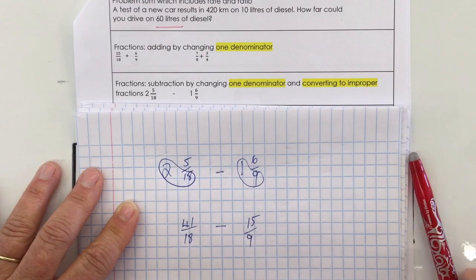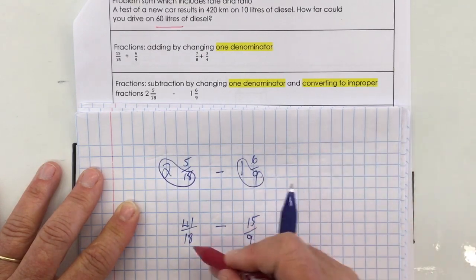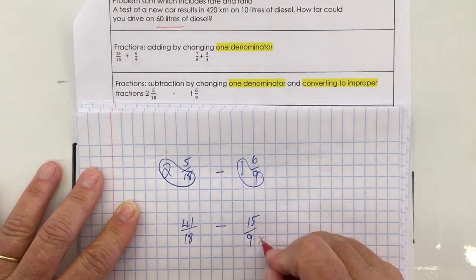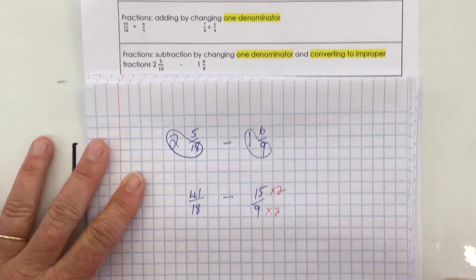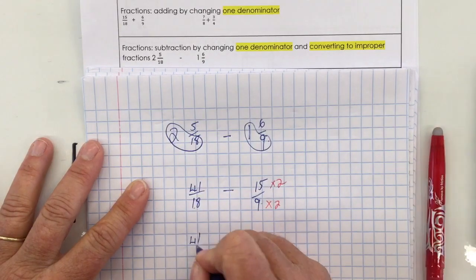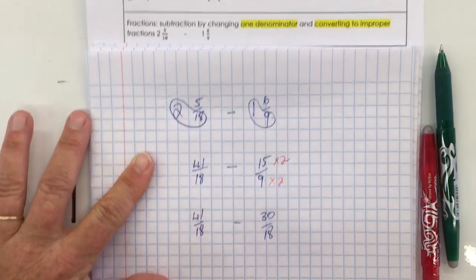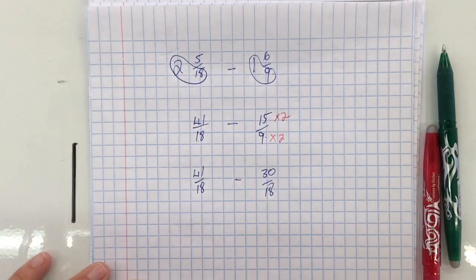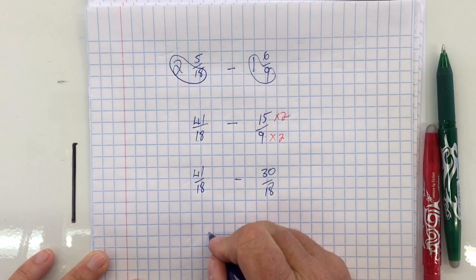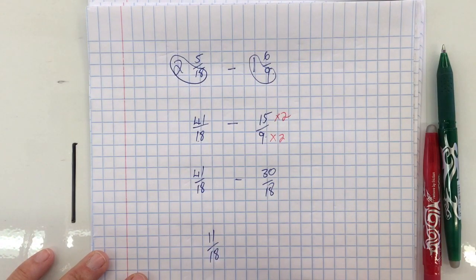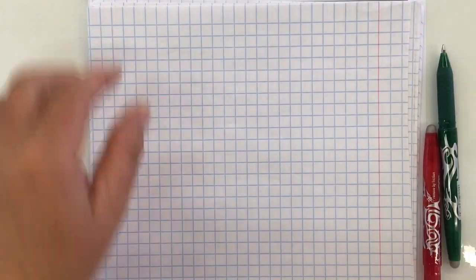Over 9. Notice now that the 9 is not 18, so I'm going to change my denominators by timesing by 2. And I'm going to have 41 over 18 minus 30 over 18. And when I subtract, what am I going to get? 11 over 18. 11 is also a prime, and my sum will be there. But if I could simplify, I would simplify. You always, always, always simplify a fraction.